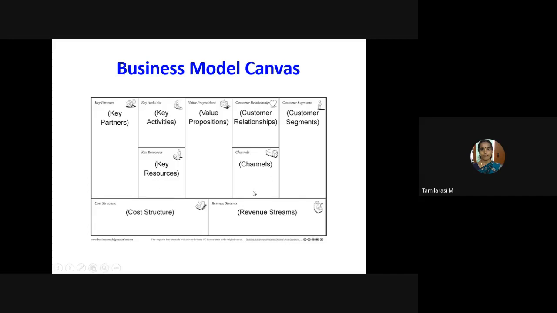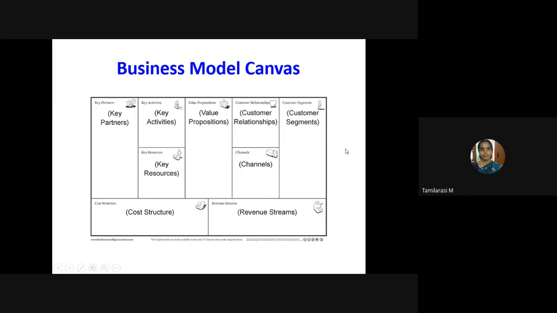Then channels. Through which channels? Media or social platform or website, maybe the advertisement. Through which channels do you want to communicate with the customers, or communicate your product information to other people?